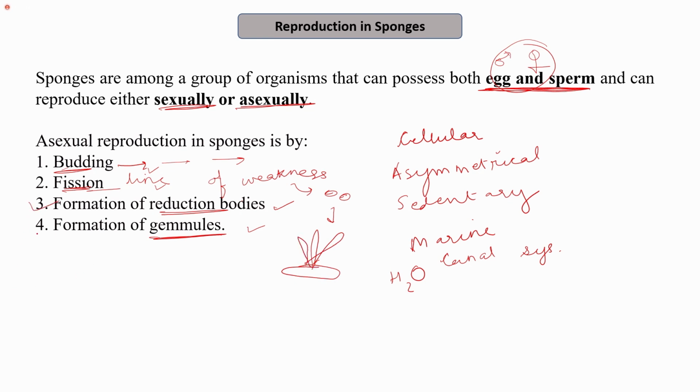Now, formation of reduction bodies and formation of gemmules mostly take place during adverse conditions. So these are mostly the modes of reproduction, or we can say these are the modes of survival also, during the time of adverse conditions.